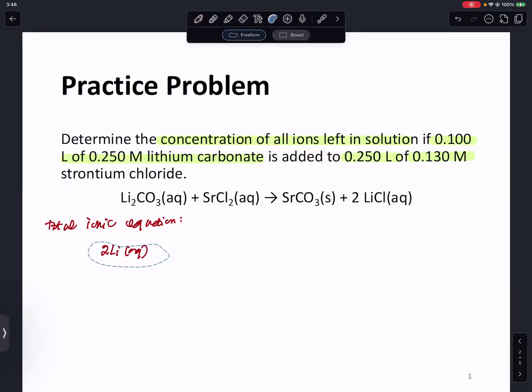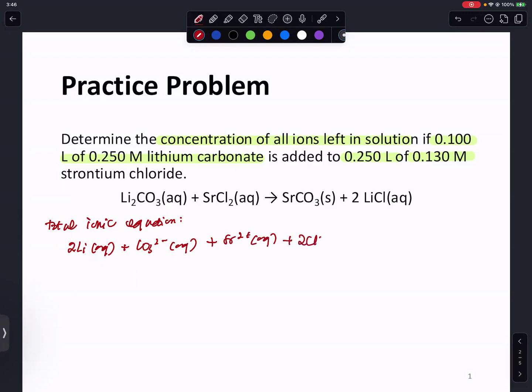plus carbonate plus strontium ions plus 2 chloride will give me strontium carbonate. Know that this is a solid, so it will not dissociate, plus 2 lithium ions plus 2 chloride ions.